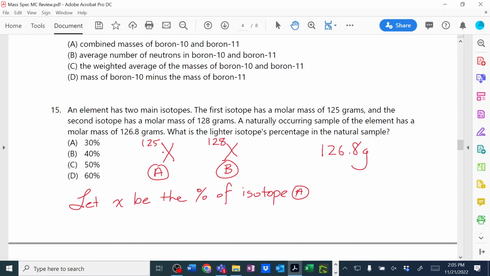And in fact, I'm going to do it one better. I'm going to say let X be the decimal percent of isotope A. Do you guys understand what I mean by decimal percent? It's just where you move the decimal place over 2 places so you don't have to divide by 100 or whatever. What does that mean then is the amount of isotope B? It's 1 minus X.